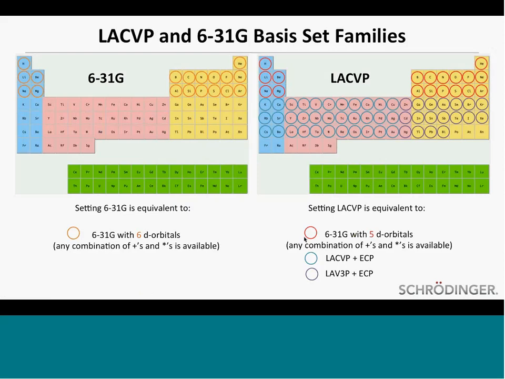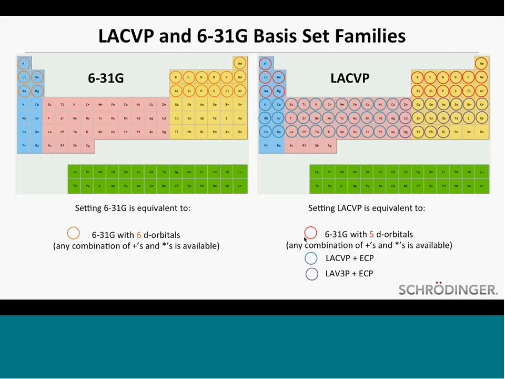So setting 6-31G star is equivalent to setting 6-31G with 6d orbitals for all of the elements in the periodic table that I'm showing circled in the top left. Conversely, setting LACVP is equivalent to setting 6-31G, this time with 5d orbitals for all of the elements I'm showing circled in the periodic table in the top right. And then for any heavier element, we start to add a larger basis set. So LACVP with effective core potentials or LACV3P with effective core potential.